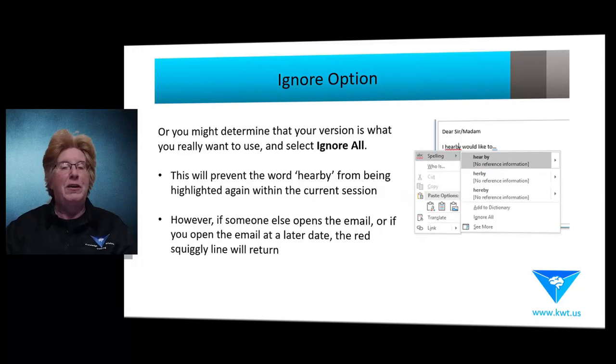Now, you might prefer to tell Outlook to stuff it. As far as you are concerned, H-E-A-R-B-Y is a real word, and it's perfectly valid. So in that case, you could choose the ignore or the ignore all option that shows up when you right-click on the word. This is only temporary because the next time you open this document or the next time you force a check on this text, it will show up as highlighted with the red squiggly line again. Also, a recipient of an email with this word in it may see that as highlighted depending on the settings on their end.